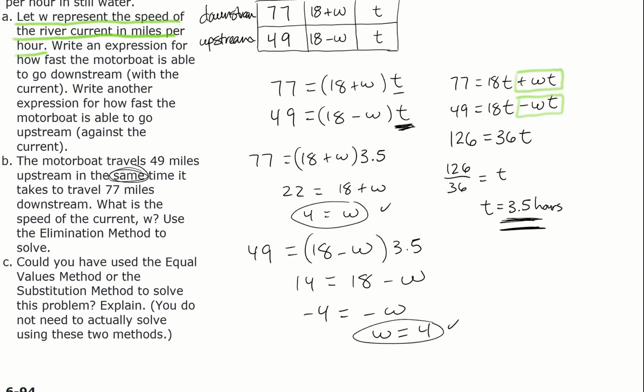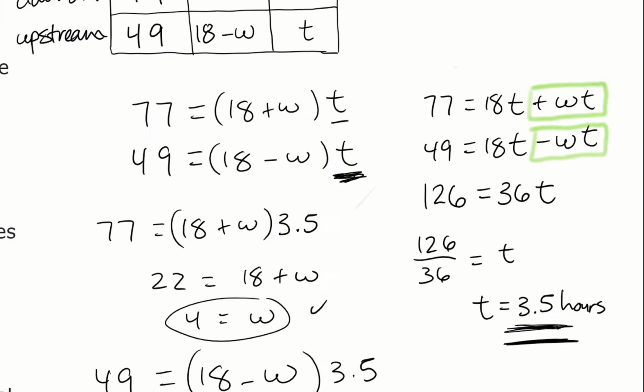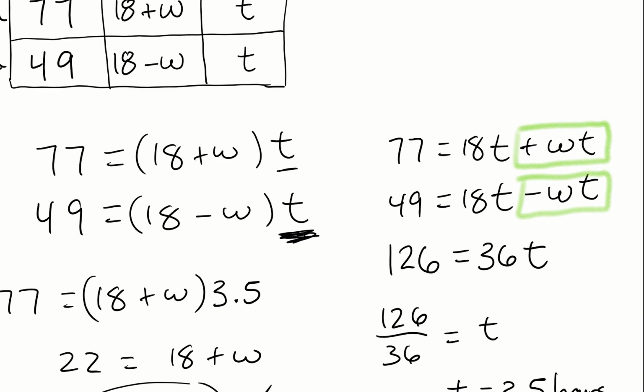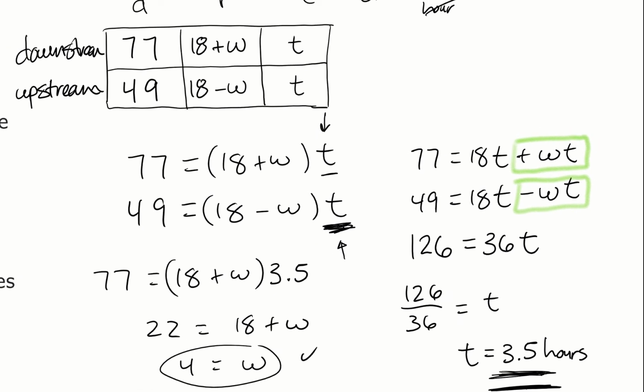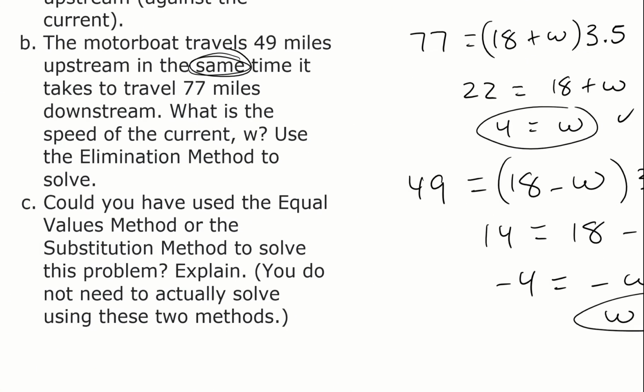The other question asks, could you have used the equal values method or the substitution method to solve? Explain. You do not actually need to use these two methods. Well, I think I could have. There's no reason why I couldn't have gotten T alone in both equations by dividing by 18 plus W and 18 minus W, and I could have set those equal. So I think that's probably fair game.